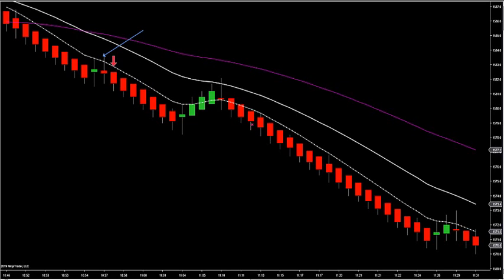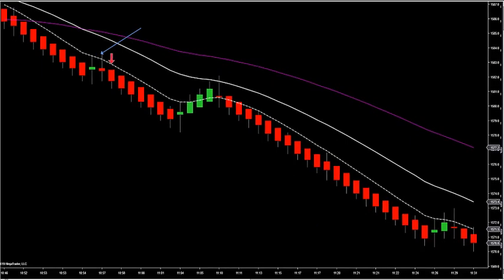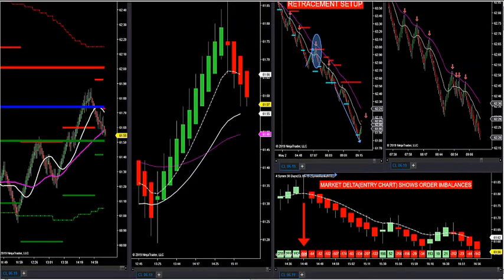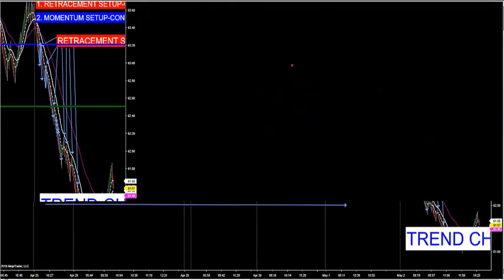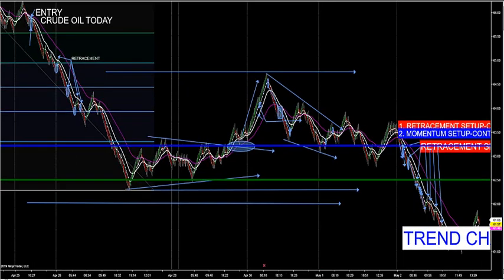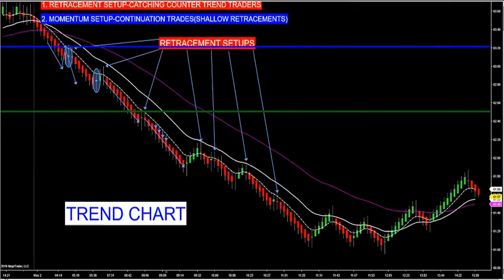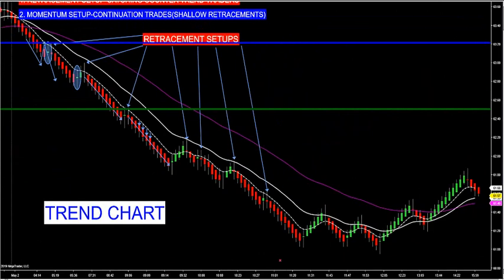Because if you're trying to catch a big move in one of the markets, and you can see where the big trends are, it'll look like this. Okay? But that's what we try to do, guys and gals. We're trying to trade only two setups, retracement and momentum trading. Right there. Retracement and momentum. All right?